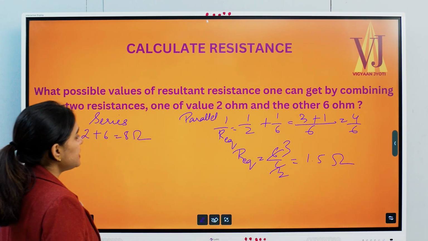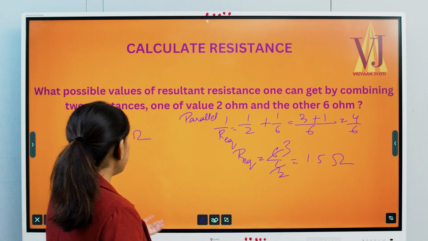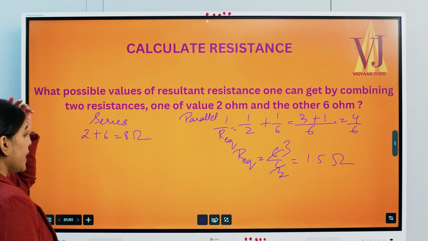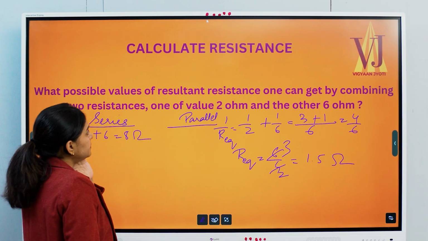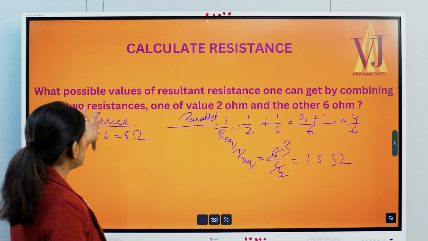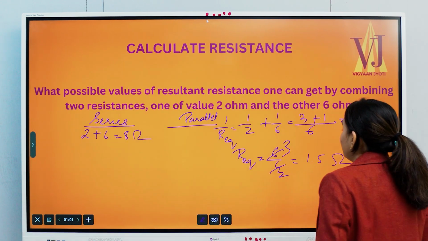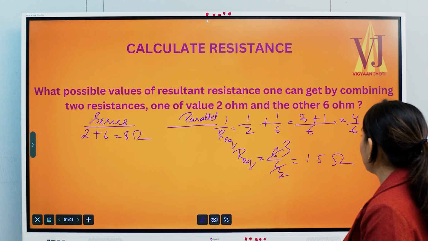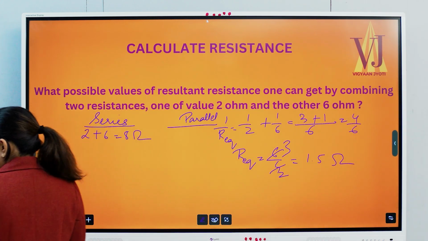Clear? So that means if we combine them in parallel, we are getting less resistance, and when we combine them in series, we are getting a greater resistance. Clear about the series and the parallel? So what possible values of the resultant resistance can one get? If I choose series, I'll get 8 ohm, and if I choose parallel, then I will get 1.5 ohm. Clear? Okay, anything else?